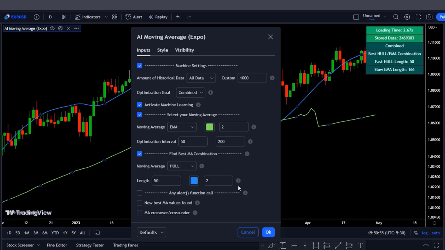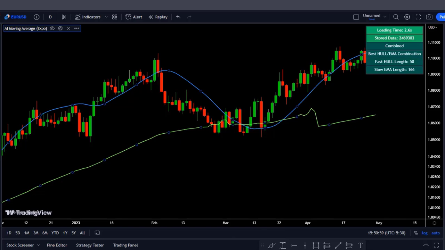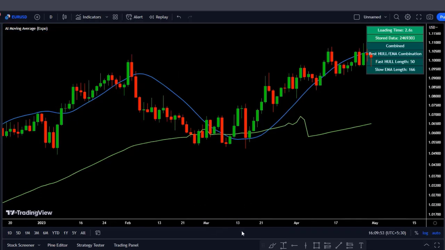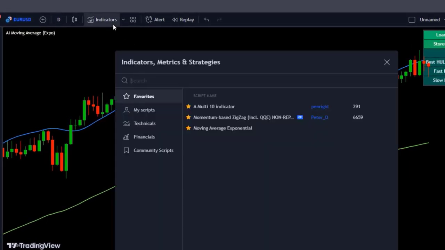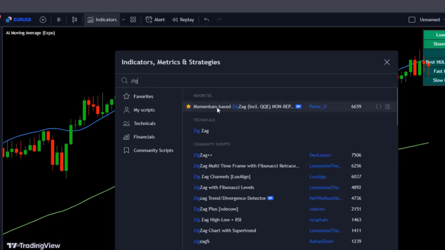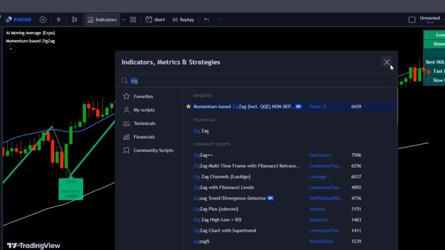We will not use them in our strategy. By the way, on the table in the upper right corner, you can see information about the indicators such as loading time, stored data, optimized moving average, lengths, etc. The second indicator that completes our strategy is called the momentum-based zigzag. This tool was created by Peter_O.